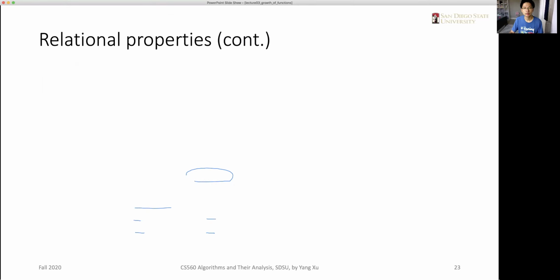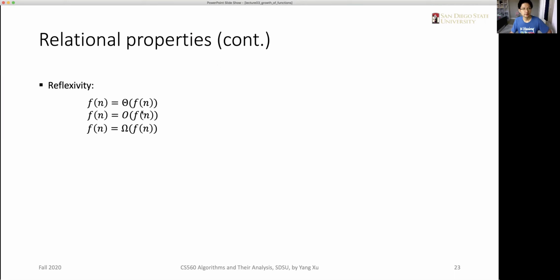And some more relational properties. The first one is called reflexivity. It basically says that a function is a tight bound for itself, also a lower bound and an upper bound for itself. And symmetry basically says that g of n is a tight bound for f of n if and only if f of n is a tight bound for g of n.